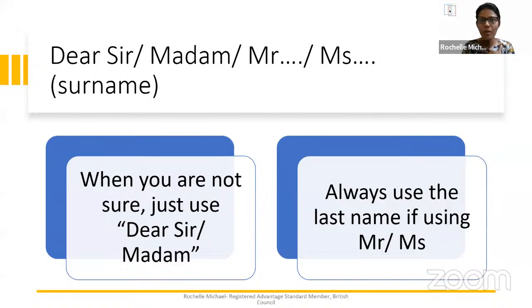You wouldn't go, dear Miss Rochelle. You should typically go as dear Miss Michael. Now, if someone is receiving it as Miss Rochelle, no one is going to scold you.